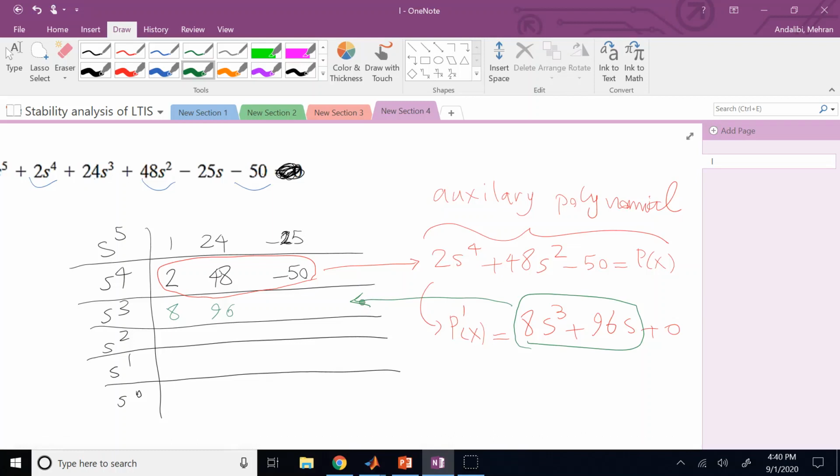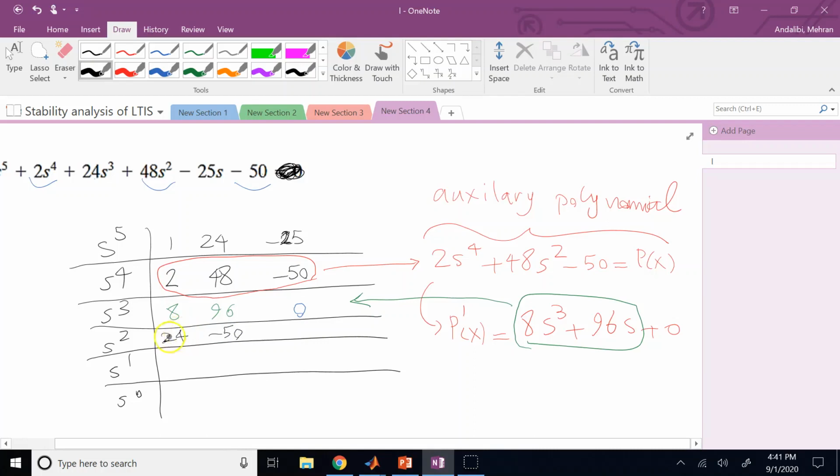And now we continue. If you do it, it's going to be 8 times 48 minus 2 times 96 divided by 8. And I calculated that number. It is going to be 24. Then here I don't have a number, so I have to artificially add a 0. So it is going to be 8 times negative 50 minus 2 times 0 divided by 8. So it is going to be negative 50.